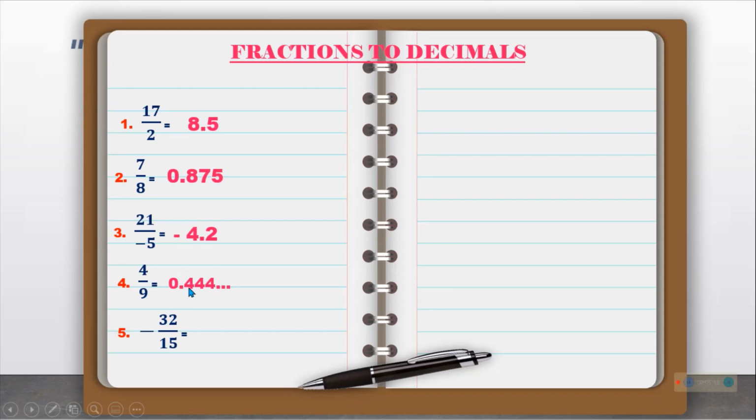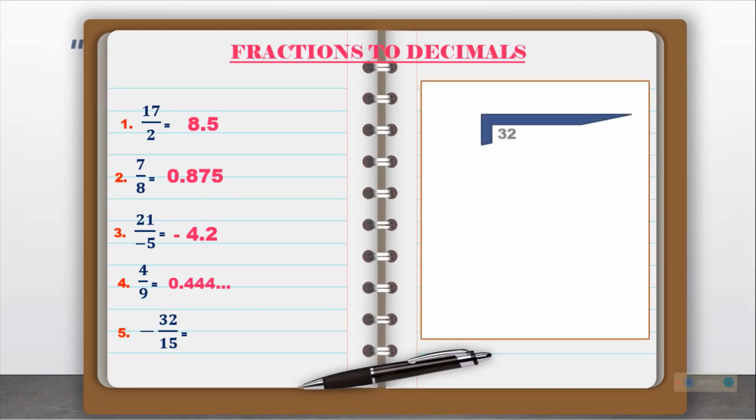Usually, pwede nyo siyang isulat ng tatlong ulit. Pag dalawa naman, pwede siyang dalawang beses na ulit, then tatlong dot. And then we have negative 32 over 15. So 32 divided by 15, disregard muna natin yung sign, gagamitin na lang natin siya dito sa final answer.